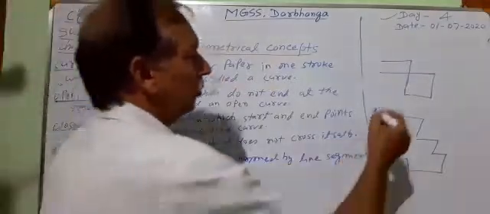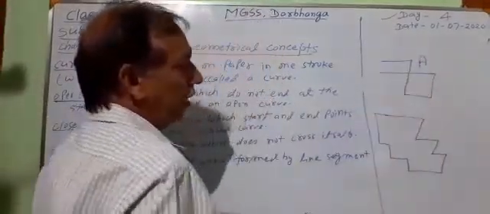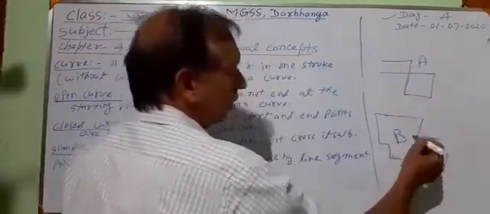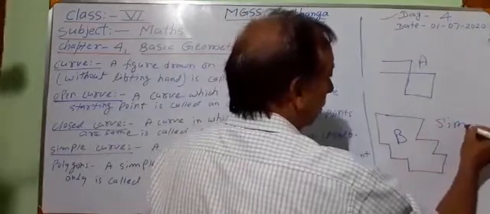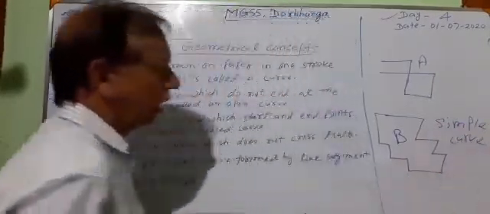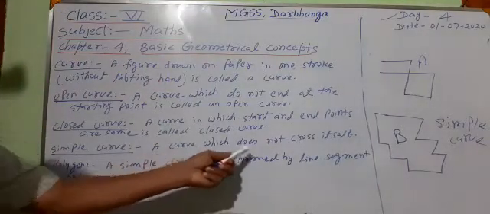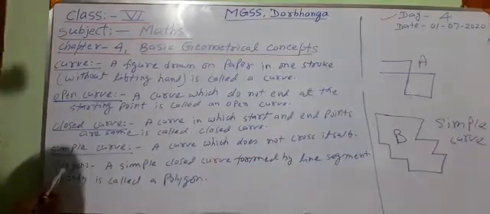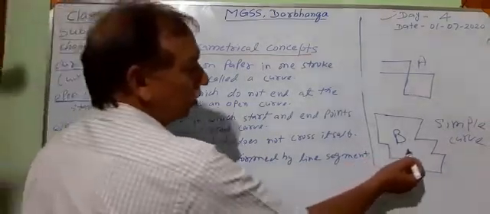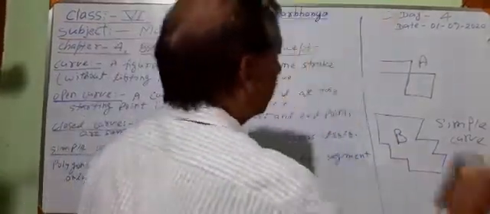Here in curve A, we see one side crosses the other side, and in curve B, no side is crossing the other side. This type of curve is known as a simple curve. What is the definition? A curve which does not cross itself is called a simple curve. Here no side crosses itself, so it is a simple curve.